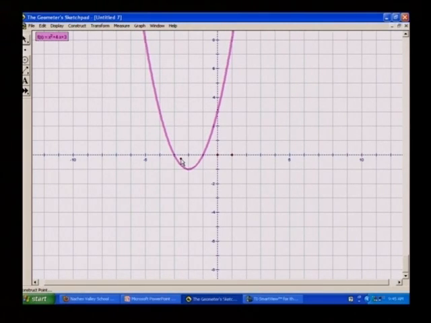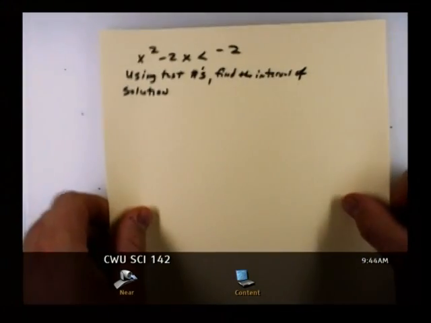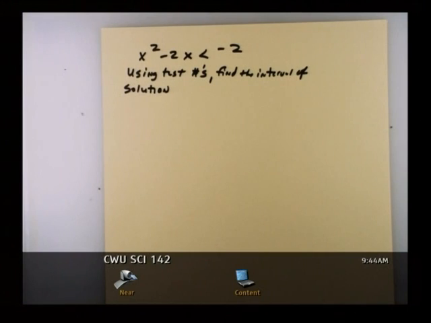All right, let's take a look at another example. So this is using that test number method to find that interval of solution. Let's look at one that's very similar, but we're going to run into a little crux here. So we have x squared minus 2x less than negative 2.